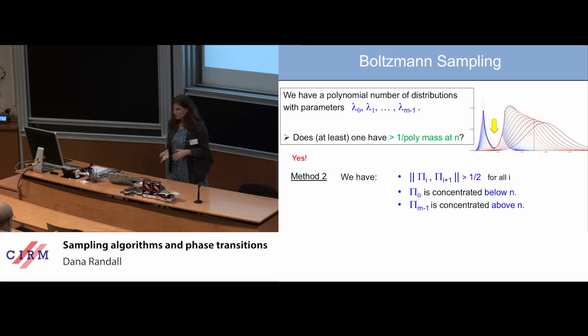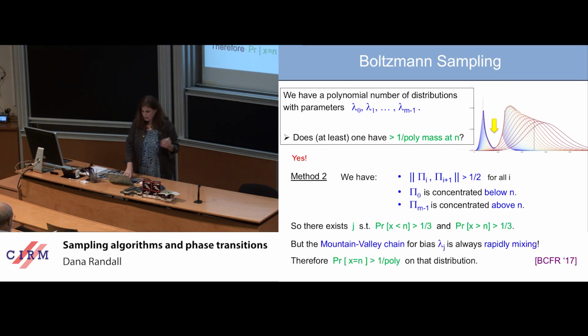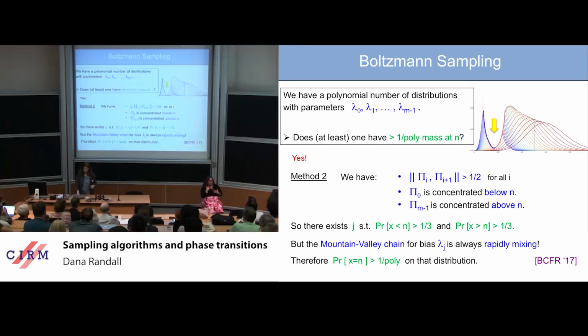So, a very simple observation that I hope you'll remember, because this is the whole story. There has to be some distribution where you have mass below and above, and the fast mixing tells us that we can sample.